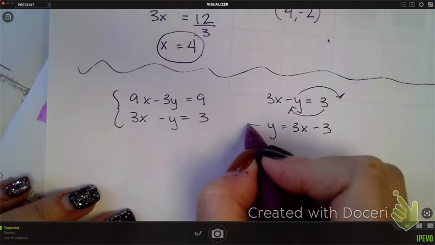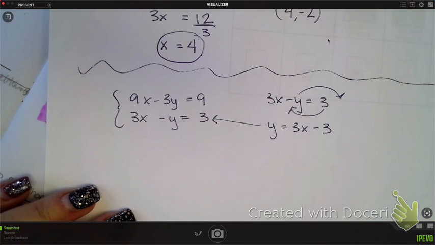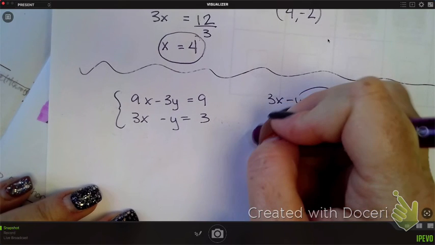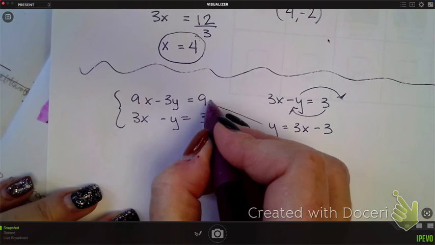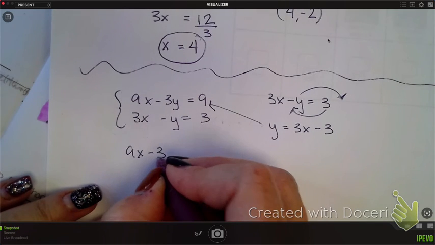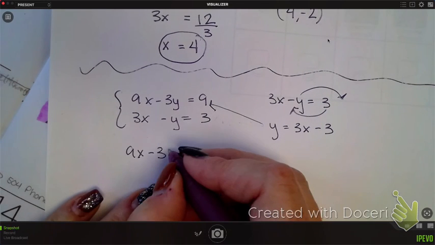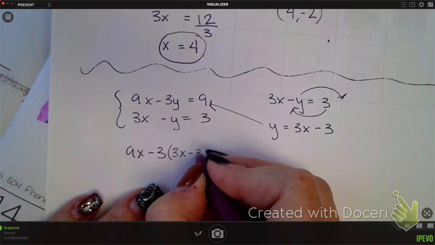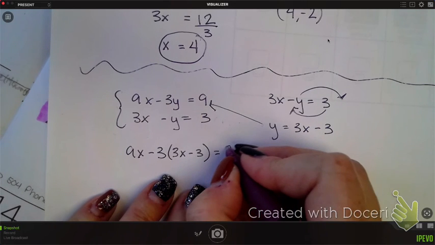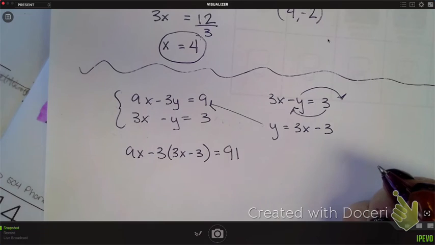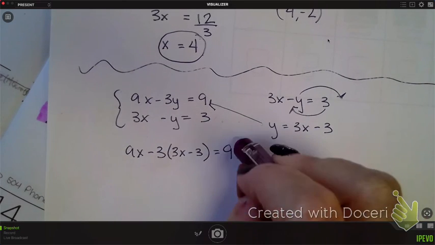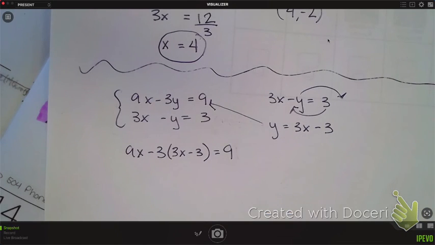I substitute it into what? Not that y, the other one. You can't substitute it back into what you just took it out of, can you? Doesn't work. I have to substitute it in for that y. So 9x minus 3y, but what's y? 3x minus 3. This is actually called composition of functions, what we're doing right now. Big word for something you don't get named for about a semester. Equals 9. Okay, then what? Distribute.